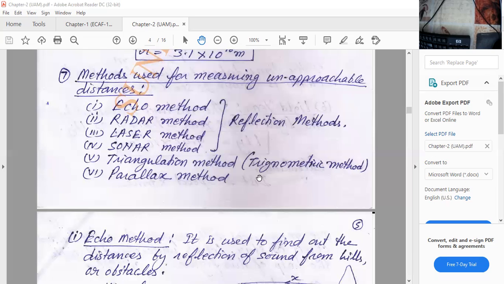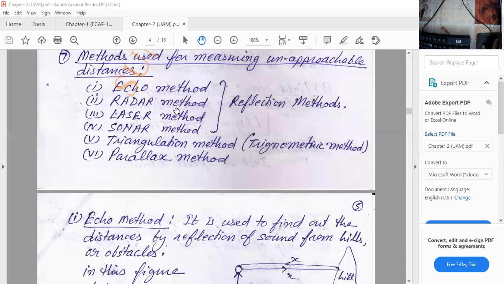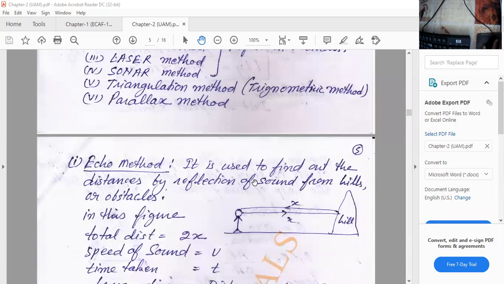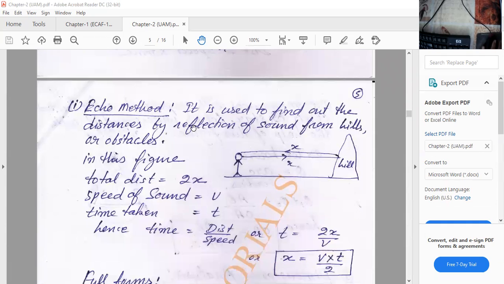So let's see. Let's go now to the reflection methods. First of all, the first method is the echo method. In this method, there is a person and there is a hill. When we emit sound, the sound goes to the hill, and after striking the hill, it reflects back. In the forward direction, sound has traveled distance x, and after reflection, it again covers distance x. So the total distance covered by the sound is 2x.